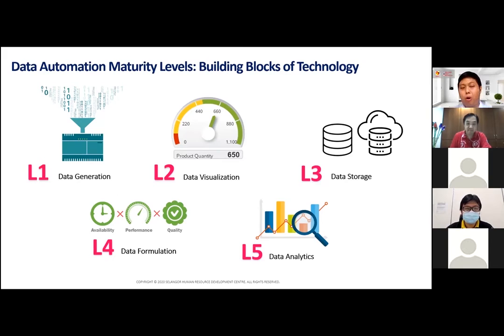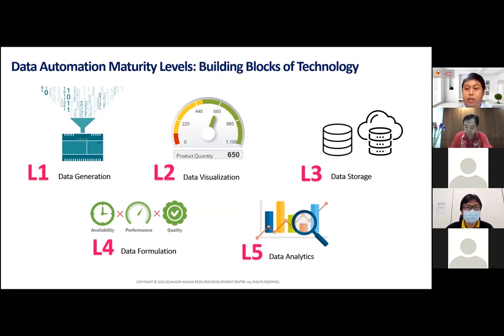But one key problem there is that machines learn through data. If you don't have data, it's very difficult for them to learn. They can learn, but it may not be accurate. So we talk about data generation as level 1, the first step. Then data visualization, the second step. Level 3 is data storage. Now you need to store your data because you want to look at historian trends. You don't want to just see yesterday's trend and forget about the rest of the days.